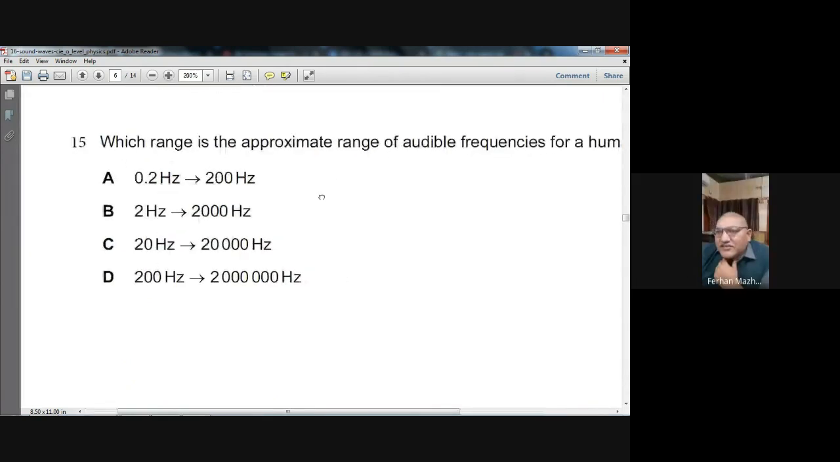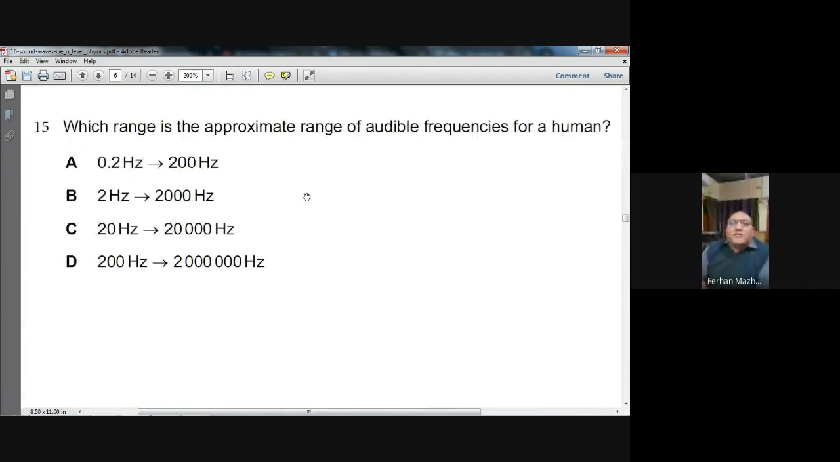He says, which range is the approximate range of audible frequencies for a human? Human audibility is from 20 to 20,000 hertz. What's the choice? C part. C is the choice. Okay.